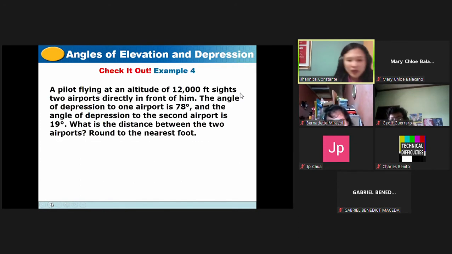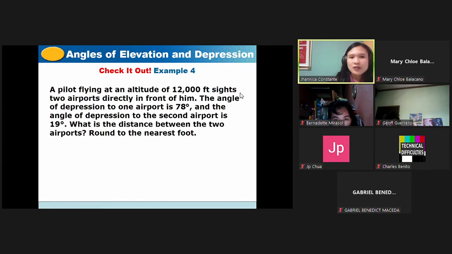For example, we have this word problem. A pilot flying at an altitude of 12,000 feet sights two airports directly in front of him. The angle of depression to one airport is 78 degrees, and the angle of depression to the second airport is 19 degrees. What is the distance between the two airports, rounded to the nearest foot? So the same as what we had a while ago. We're going to solve for the distance of each airport from the plane.